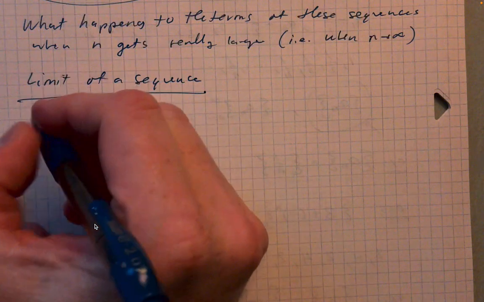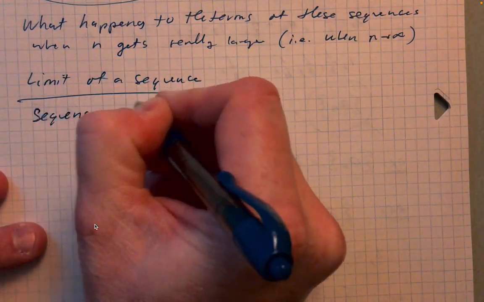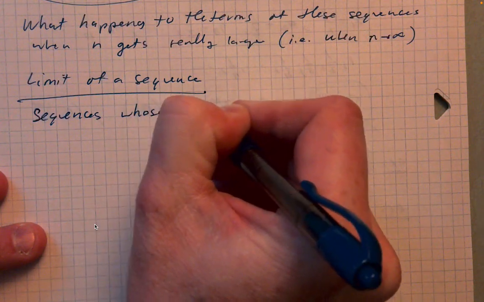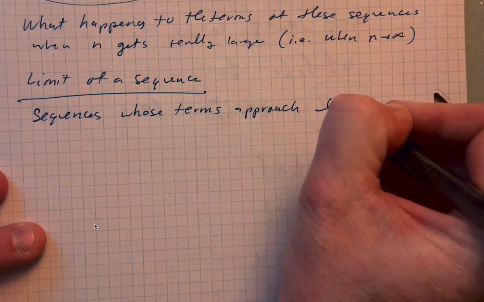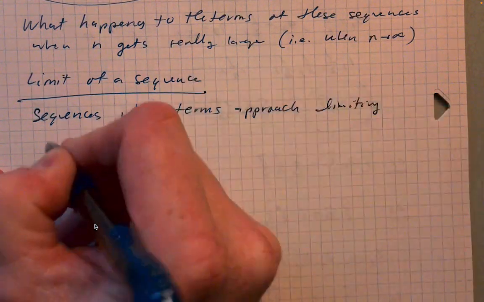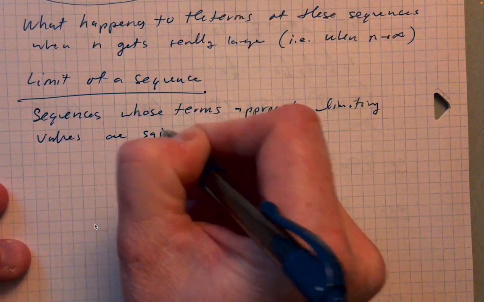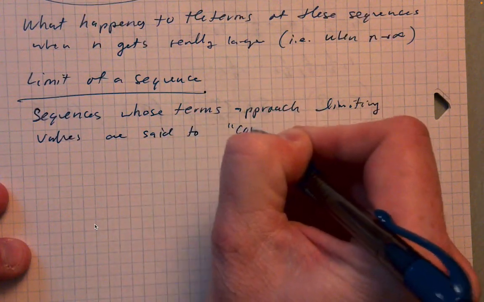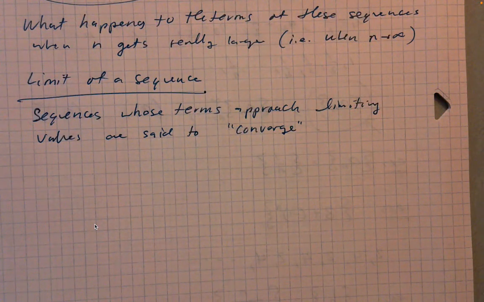Sequences whose terms approach limiting values are said to converge. The terms converge if the sequence approaches some definite finite limit.